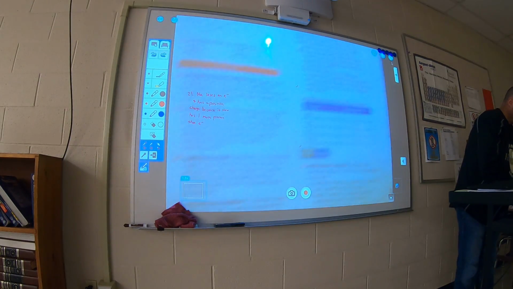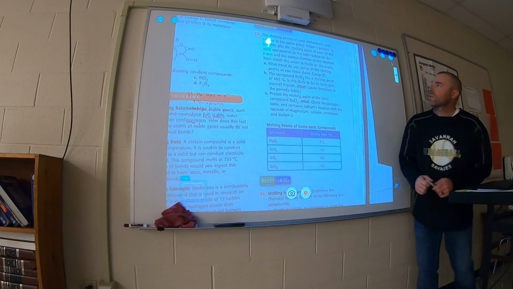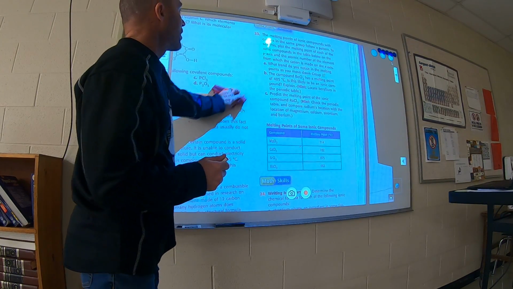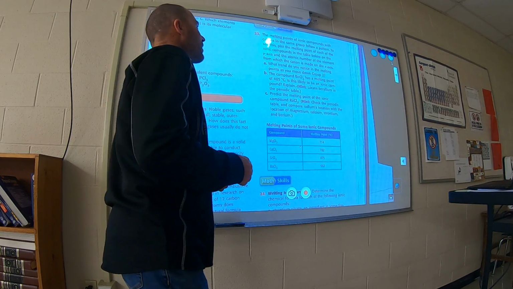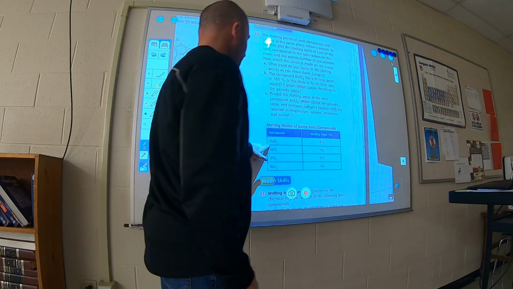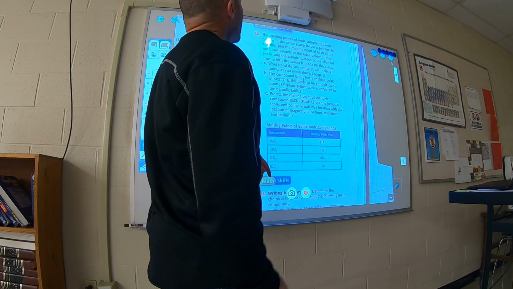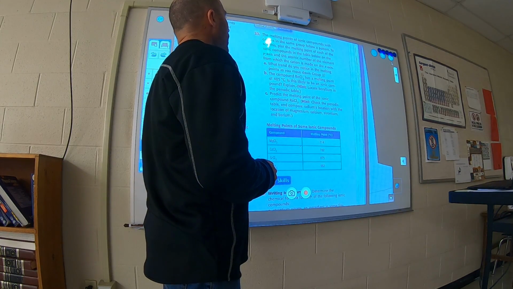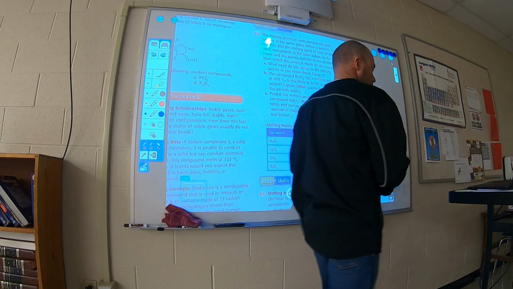And the last one was number 23. 23 says the melting point of ionic compounds with cations in the same group follow a pattern. So cations are positive ions, so that's the metal. So in this table, we're talking about the Mg, the Ca, the Sr, the Ba. To see this, plot the melting point of each of the ionic compounds in the table below on the y-axis and the atomic number on the x-axis. What trend do you notice?